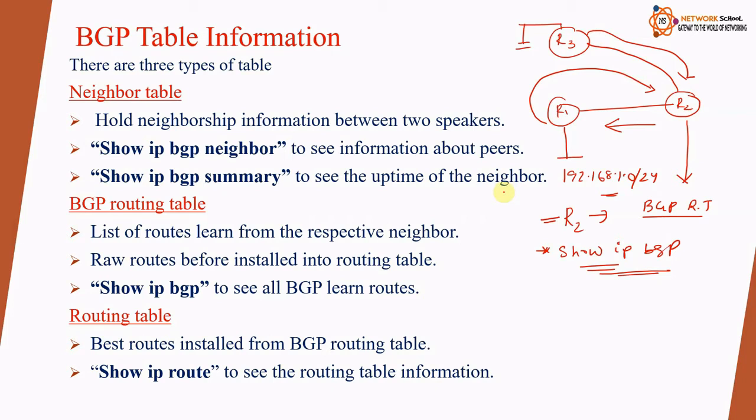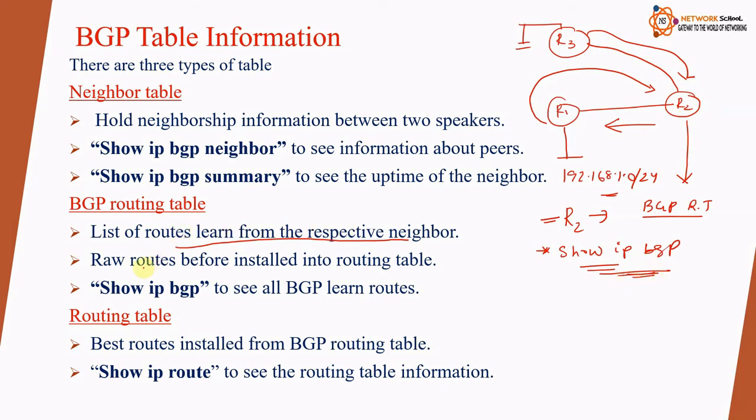So this is the list of routes learned from the respective neighbors. Whatever neighborships router 2 has formed with other routers, and the updates router 2 receives from those routers, you will get under this command.